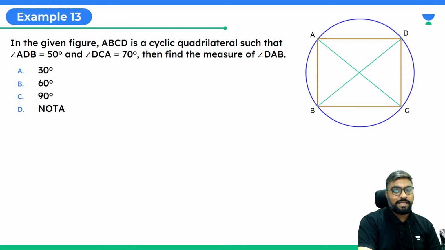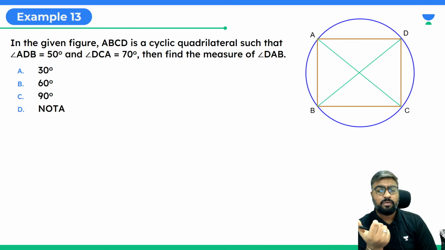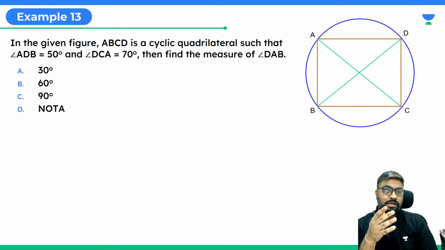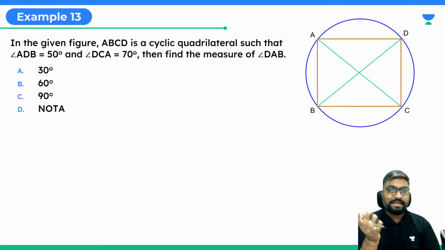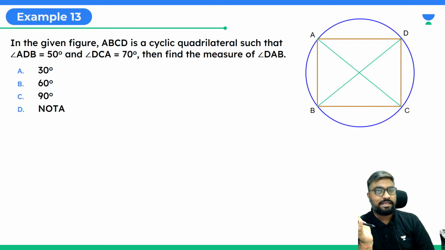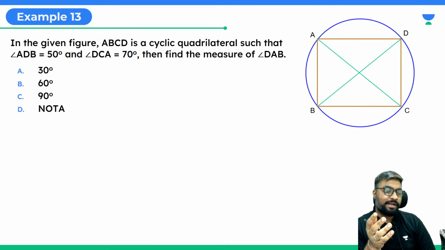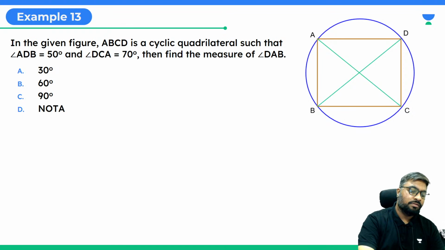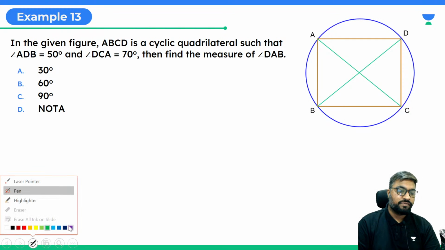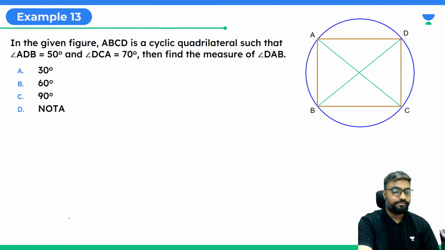Manan, see, alternate segment works for circles, chords and tangents. But that's too complex, we don't have to worry about it. Okay, it's hardly useful here.